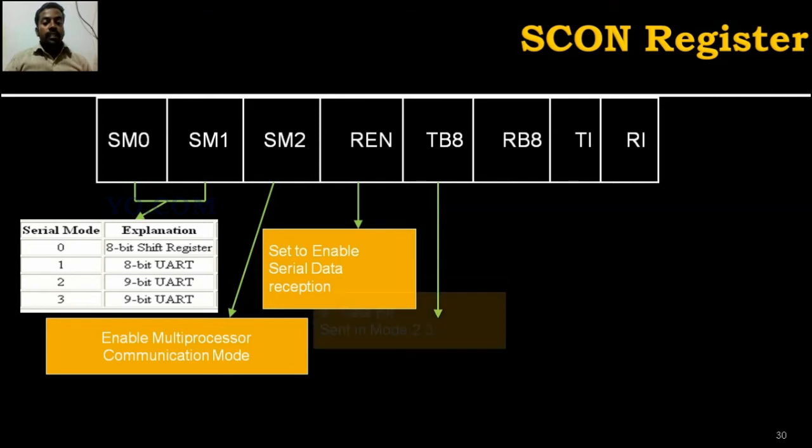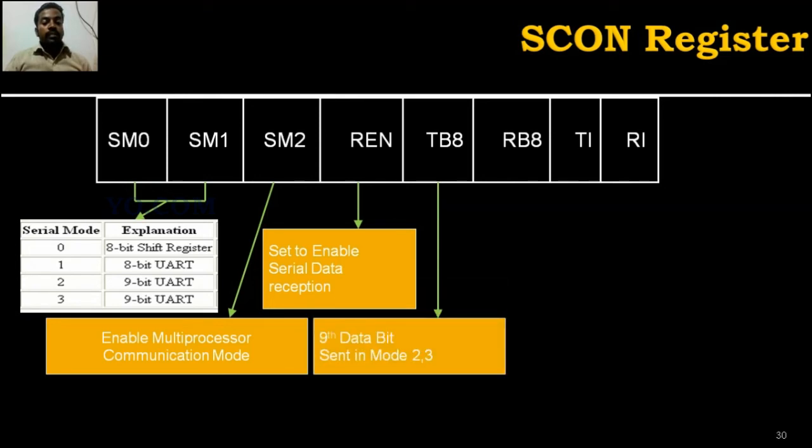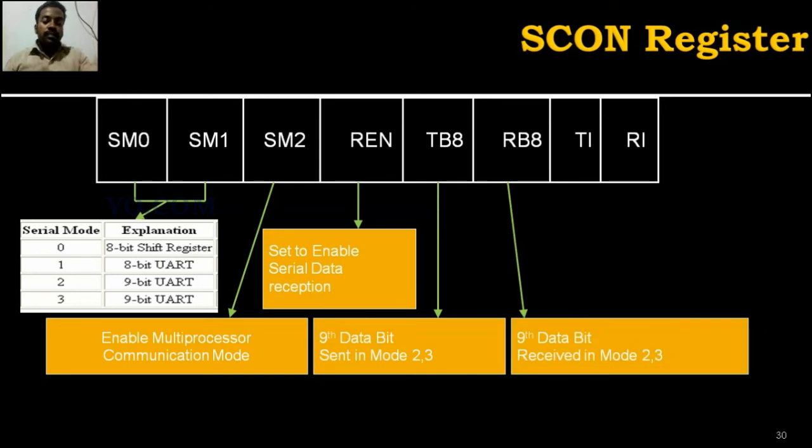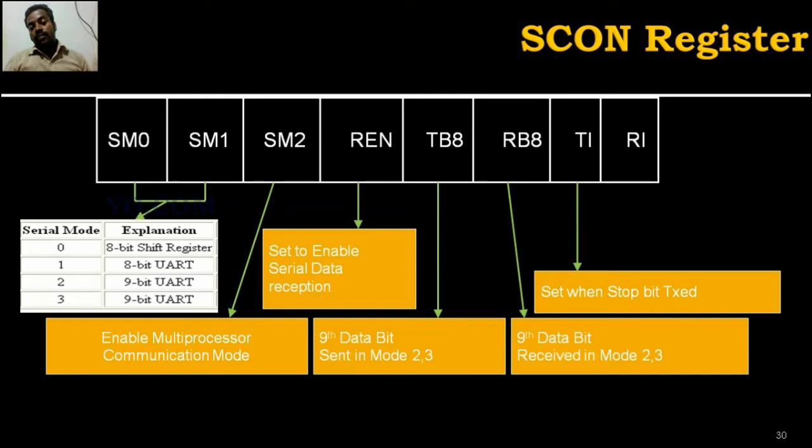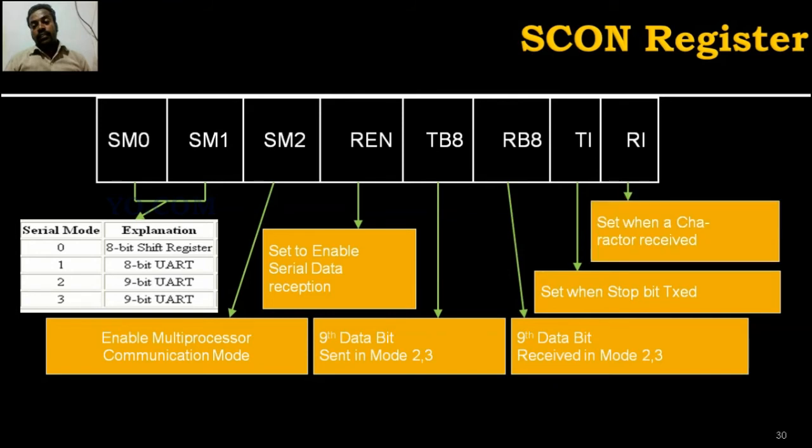Next one is TB8. It is the 9th data bit sent in mode 2 and 3. Then RB8, that is the 9th data bit received in mode 2 and 3. Then TI is set when the stop bit is transmitted. RI is set when a character is received, that is, when character data are received RI equals 1, and when data are transmitted TI equals 1.